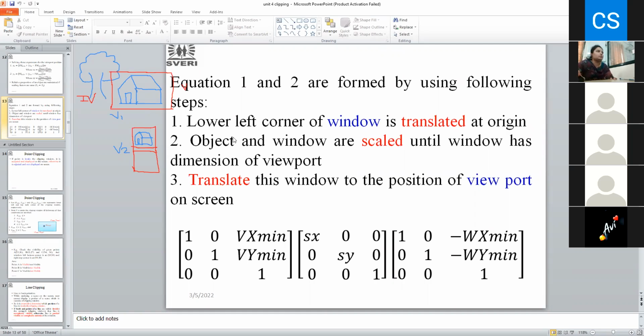Getting it? Yes, students? Yes, ma'am. Okay. Boys side, is there any difficulty? Boys side, all of you are getting?